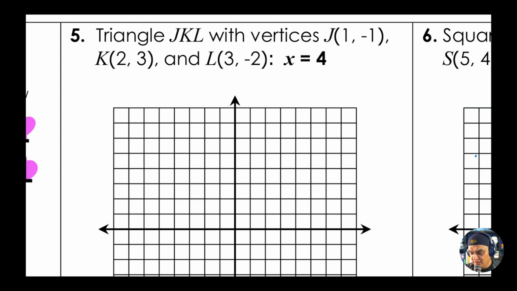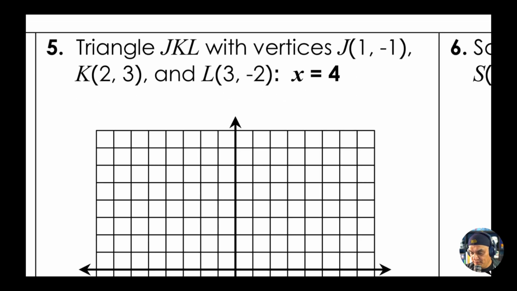So number 5, we have a triangle with those vertices, and we'll plot those in a minute. But the first thing I want to do is figure out what that line is. They tell us right here, the line is x equals 4. So what kind of line is that? If you see an x equals by itself or a y equals by itself, you know it's going to be vertical or horizontal. You may say, I forget, I didn't memorize.